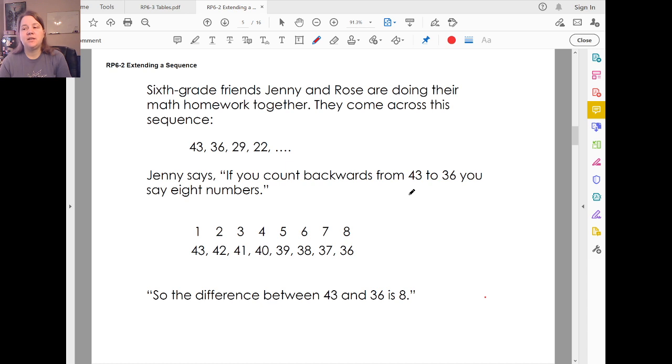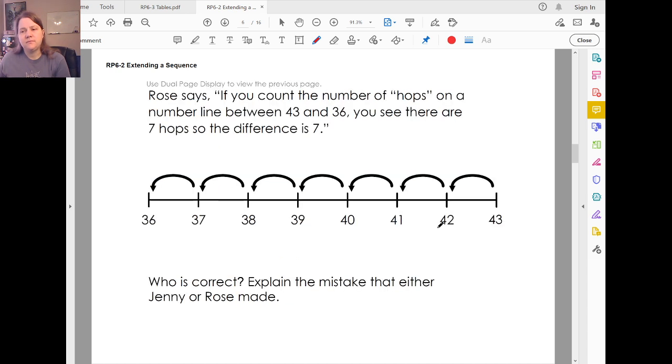6th grade friends Jenny and Rose are doing their math homework together. They come across this sequence: 43, 36, 29, 22. Jenny says if you count backwards from 43 to 36, you say 8 numbers. Okay, so 43 is the first number. 42, 41, we can see that there's 8 numbers there that Jenny's saying. Jenny says, so the difference between 43 and 36 is 8. Go ahead and think about that. Pause the video for half a second. Think about that. Welcome back.